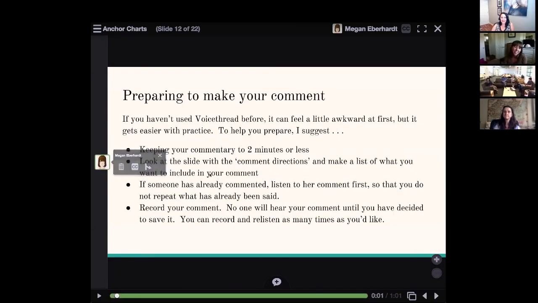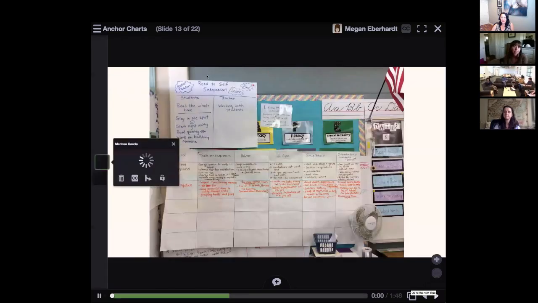This is a lot of directions for them. And then here are the charts.